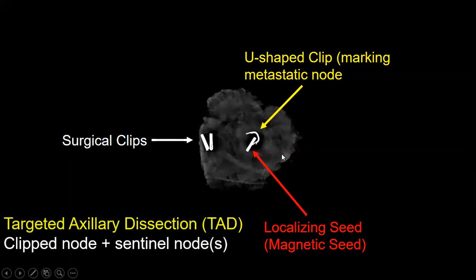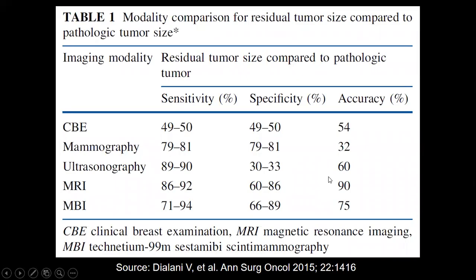So this is part of our targeted axillary dissection process. I'm not showing you any sentinel nodes here. What I'm showing you here is the removal of the clipped node and how we use X-rays to document the removal. Okay, so for the last half of my lecture, I'm going to talk about the different imaging modalities.